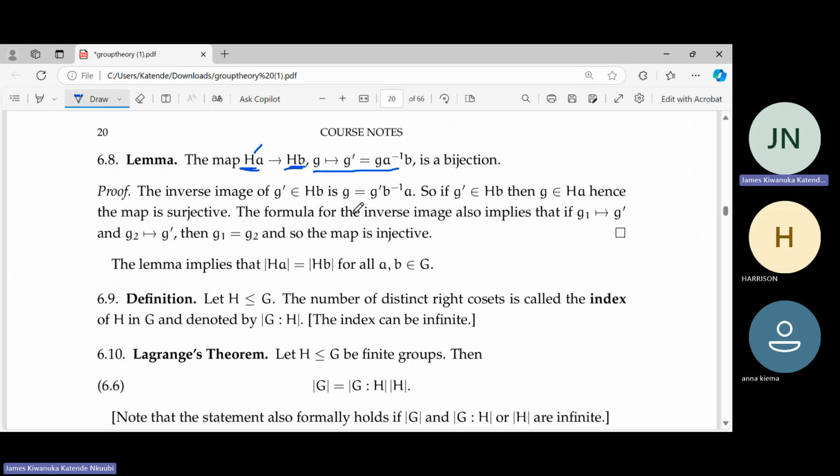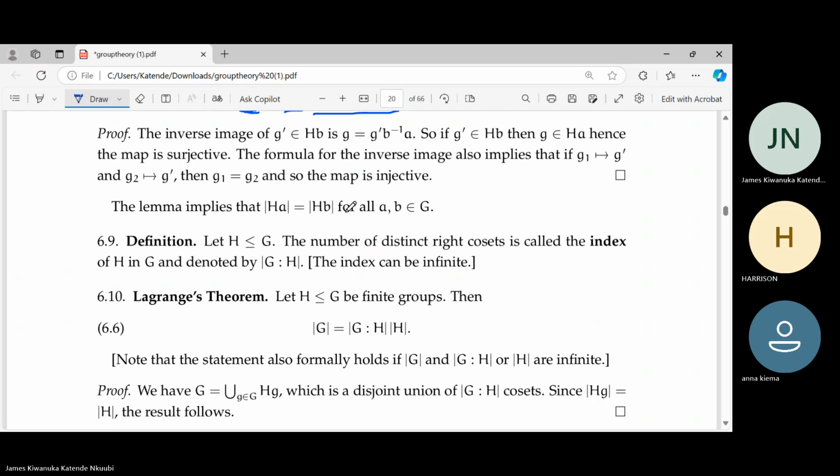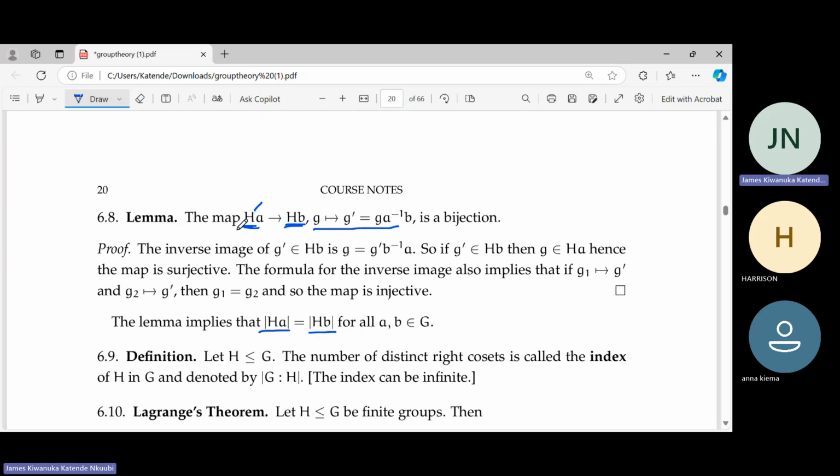If it's infinite, they would still be equal, but then you can't count. So here you can only get the cardinality if the set is finite. But that is based on this map that has been constructed here. The map shows that you have a bijection between any two right cosets, and therefore the cardinality must be the same. Any two finite sets that have a bijection between them must have the same number of elements, or the same cardinality.